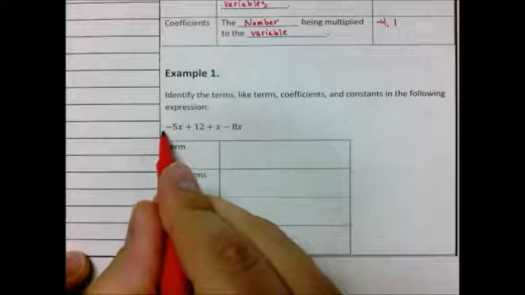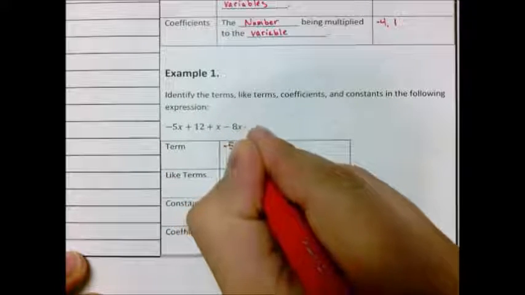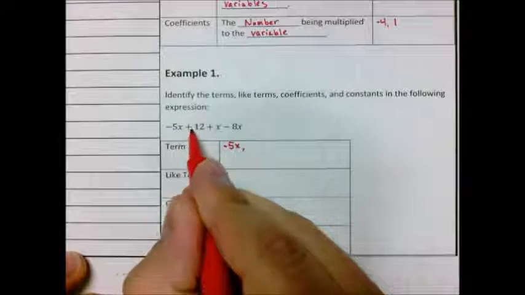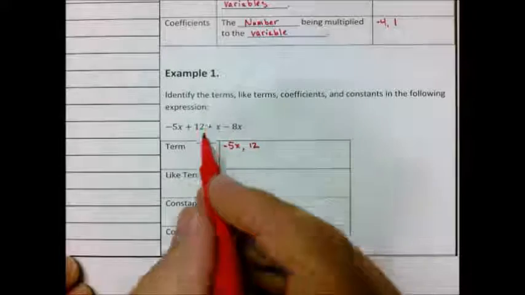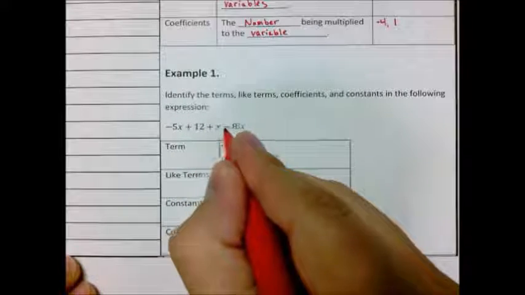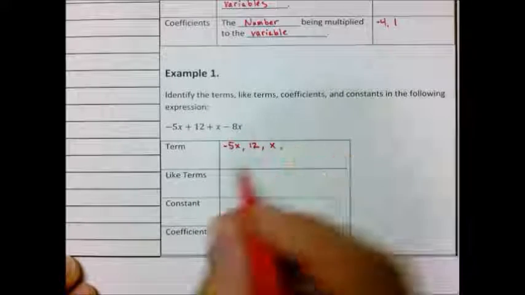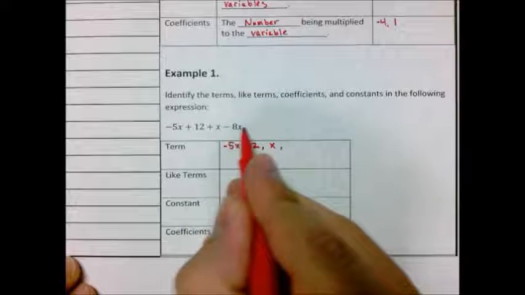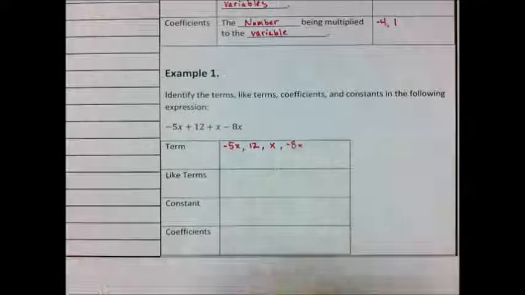So let's start here. We've got negative 5x plus. I know right there we hit a plus, so negative 5x is our first term. Continue, 12 plus, that plus breaks it up again, so we have a 12. x minus, that's a subtraction sign, so x is our next term. And then lastly, we have 8x, which is still technically a negative 8x. You keep that negative in front of it, it's a subtraction sign, but it's still a negative.